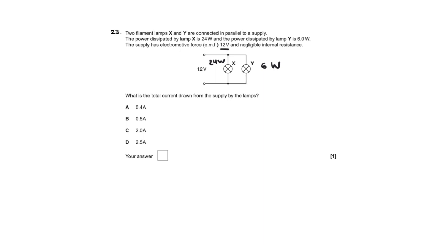The current drawn by lamp X can be found using power over voltage, 24 over 12, which gives me 2 amps. Remember, in parallel the voltage remains the same, so across the bulb Y it will be 6 divided by 12, which is 0.5 amps, so the total is D.